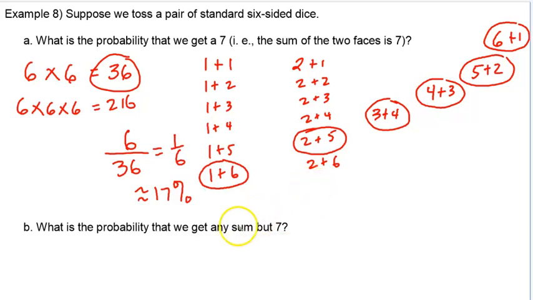Okay, well, what's the probability that we get anything but 7? Well, if 1/6 is the probability of getting a 7, then going back to what we talked about a minute ago, the probability of non-occurrence, not getting 7, would be 1 minus the probability of getting a 7. So we just do the 1 minus 1/6, which is 5/6, and that's about 83%. Or you could think of it as 100% minus 17%.